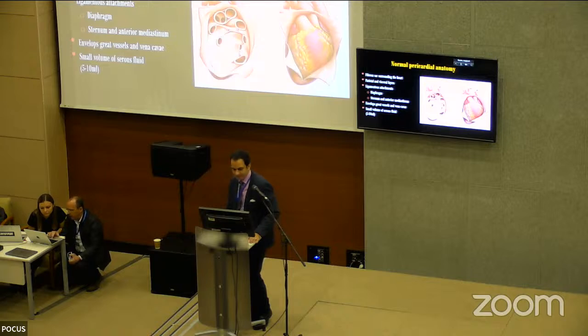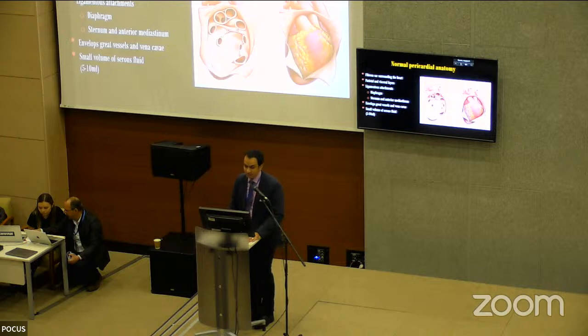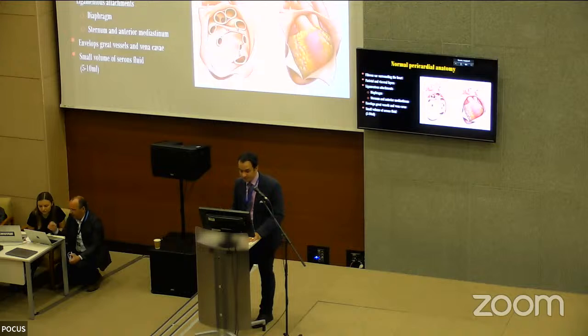And then it has parietal and visceral layers. It also has ligamentous attachments to the diaphragm and to the sternum and the anterior mediastinum, and it envelopes the great vessels and the vena cava. And keep in mind that normally there is a small volume of pericardial fluid, which is about 5 to 10 milliliters in the pericardial space.